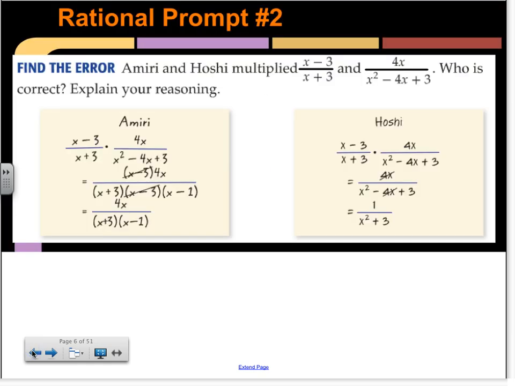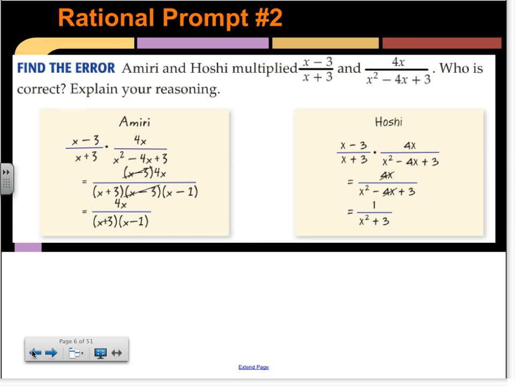Can you decide who is making a mistake on this problem? Is it Amiri or is it Hoshi? Look at how Amiri is doing her problem, and look at how Hoshi is doing, I don't know, his or her problem, but which one is making a big mistake? Hoshi. Why?